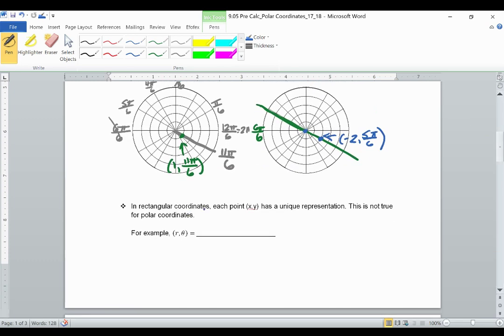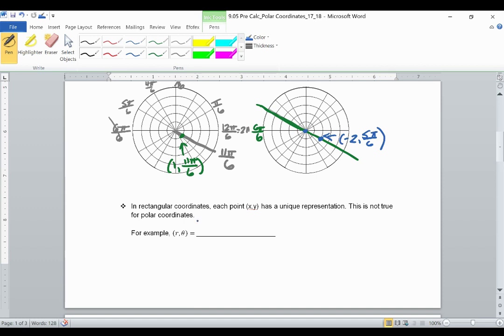In rectangular coordinates, which is what we're used to using, each point x, y has a unique representation. So anytime you give me an ordered pair, I can find exactly 1 point that satisfies that. And that's not true for polar coordinates. We've got multiple ways to say the same point that we're trying to get.